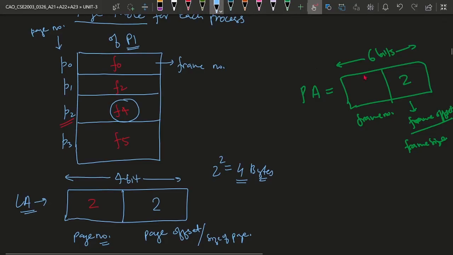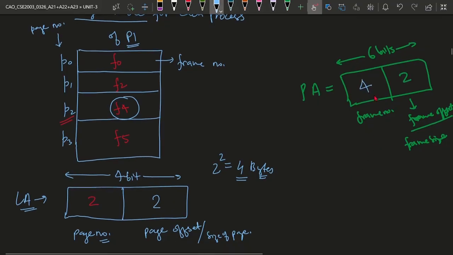The next one is the frame number, which will be indicated by 6 minus 2, that is 4. So 4 bits. The frame number will be indicated by 4 bits.